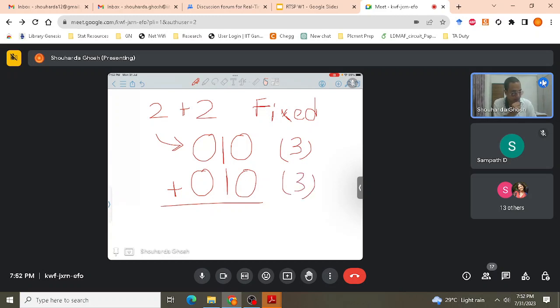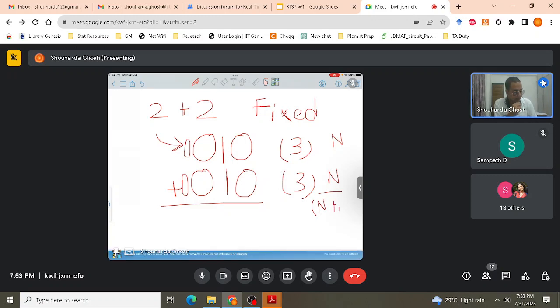Now in order to ensure that your output does not overflow, we will do a sign extension. I hope you know this. In case you don't know, please let me know. Let me reiterate: you have an n-bit number and another n-bit number. When you add the two n-bit numbers, you have to ensure that your output does not overflow, so your output has to be n plus 1 bits.